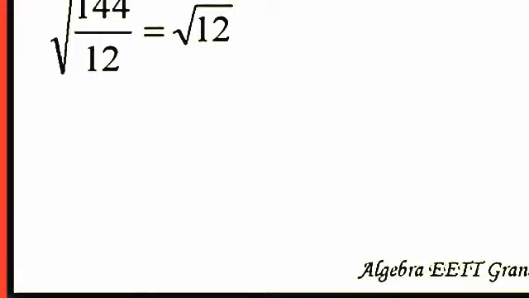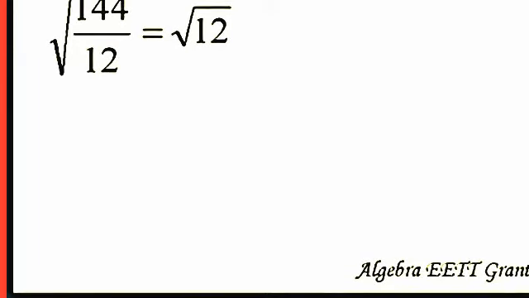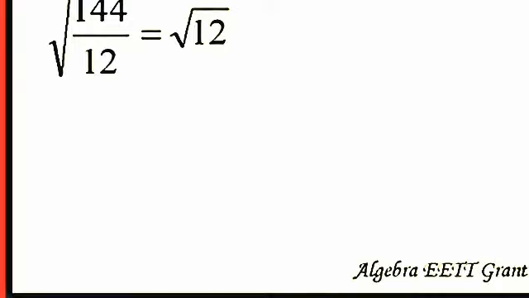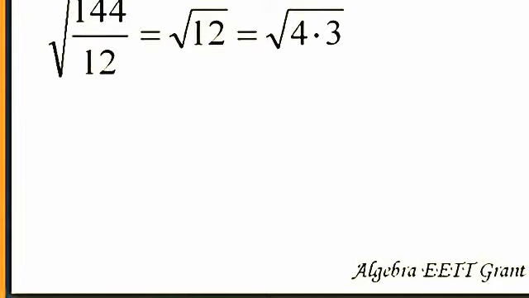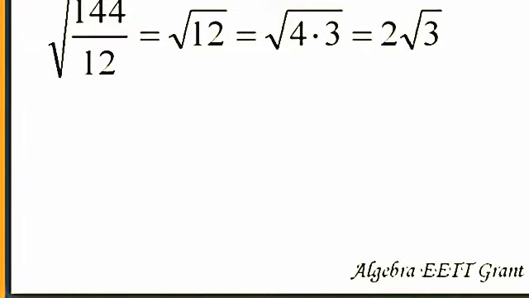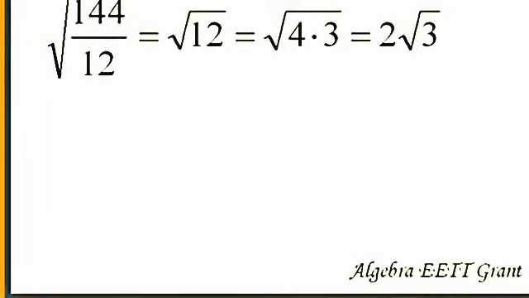And 144 divided by 12, well, that definitely simplifies. It is 12. Well, now square root of 12, can I simplify that further? Well, yes, I can. What is a perfect square that 12 goes into? Well, it is 4 times 3, because square root of 4, well, that reduces to 2, and square root of 3, well, it's kind of a leftover, so I'll just bring it over. So the answer on that one is 2 times the square root of 3.